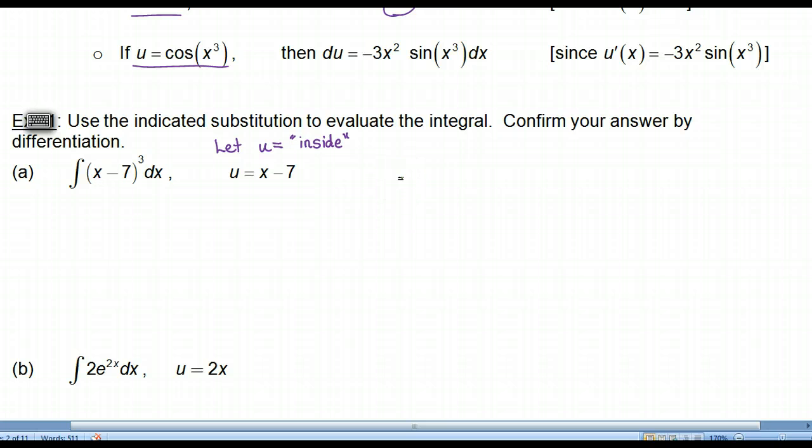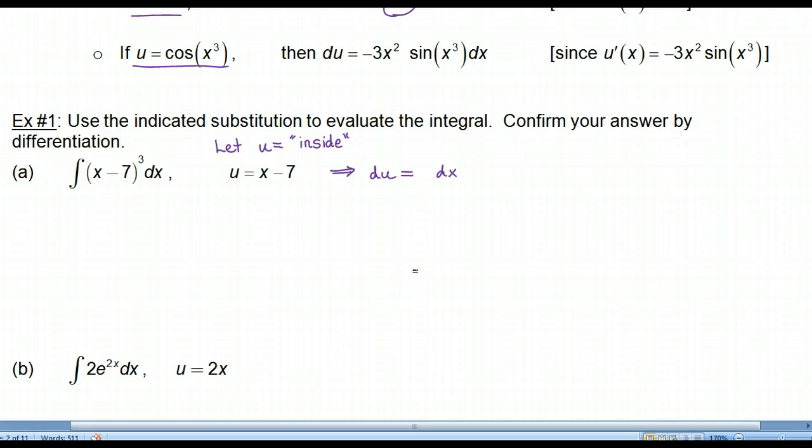When you have a composition of functions and you're not sure, in the first problems on the homework it will say what u is equal to, but there will be problems later on where you have to figure out what u is equal to. From here, du: what's the derivative of x? It's just going to be 1 dx, or just du is equal to dx.